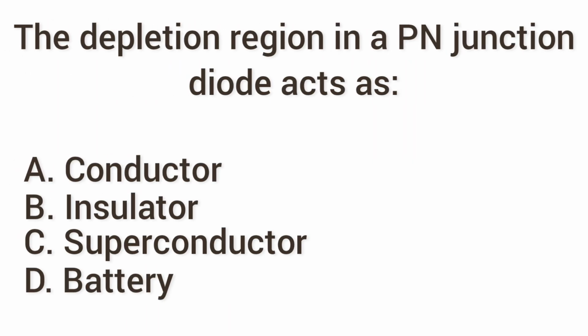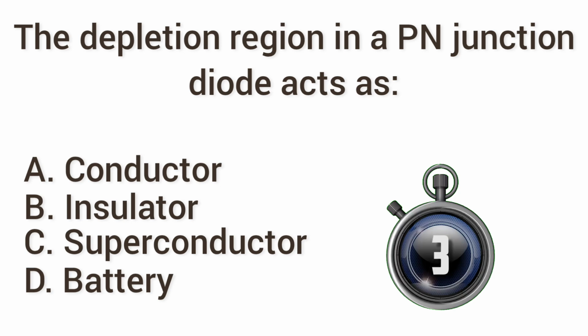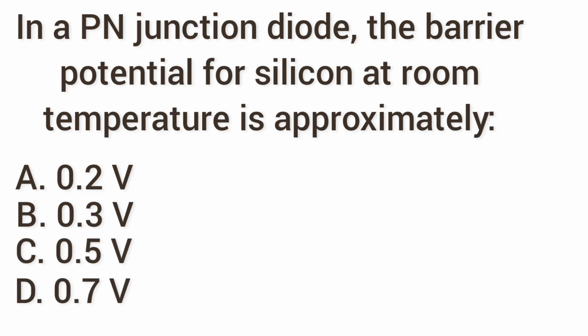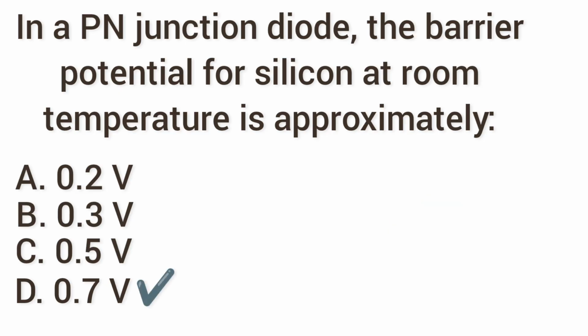The depletion region in a PN junction diode acts as. Right option is C, superconductor. In a PN junction diode, the barrier potential for silicon at room temperature is approximately. Right option is D, 0.7 volt.